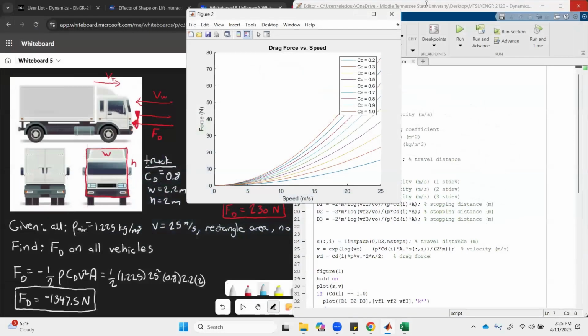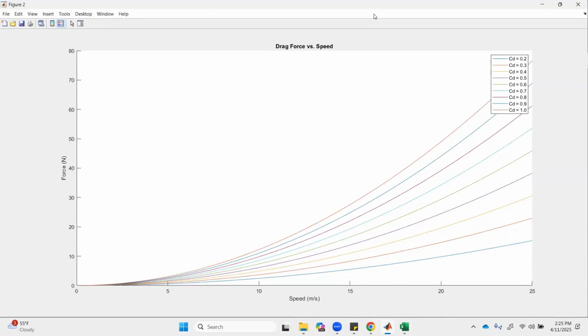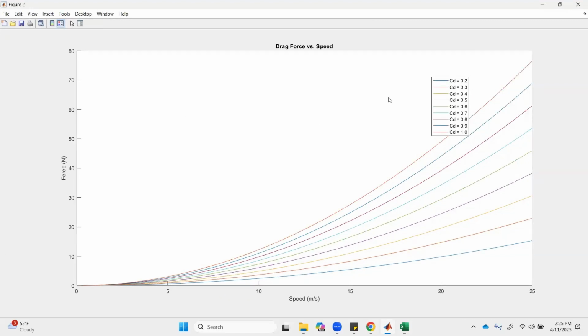Looking at the two-dimensional plots, we can see here the drag force for different drag coefficients, where the highest drag coefficient is here, we get the highest force. The lowest drag coefficient here, we get the lowest force, and the speed increasing. We can see that how the drag force relates to the speed is a parabolic relationship, which we should expect because of the v squared that goes into that calculation.